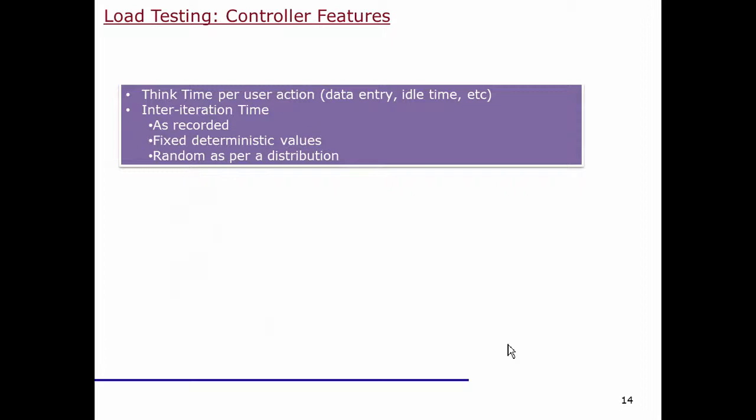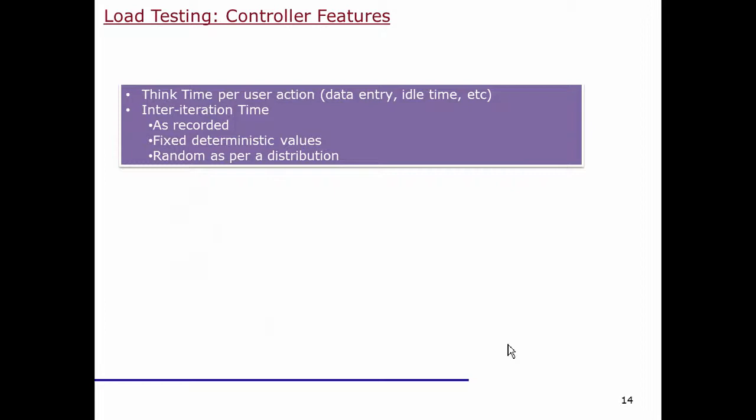Well, you can specify a think time per user action, for example, data entry or idle time. You can have inter-iteration time too. That's the time between two iterations of a business transaction. Now, think time and inter-iteration time can be provided as recorded when the actual user went through the actions. You can in turn also specify them as fixed deterministic values, for example, a think time of 5 seconds.